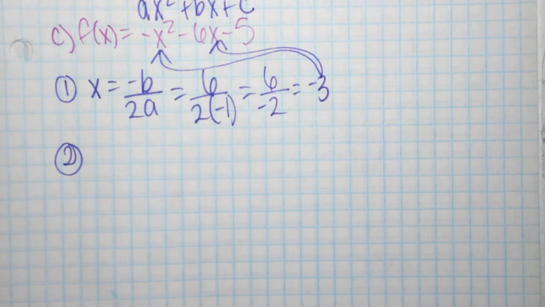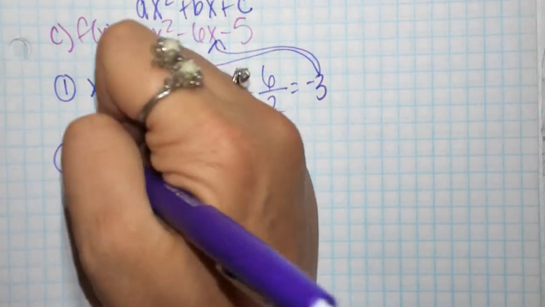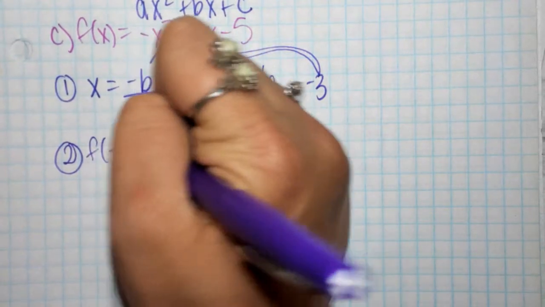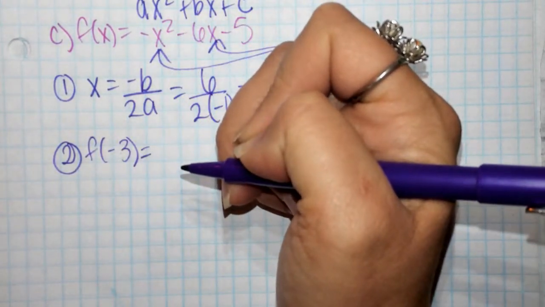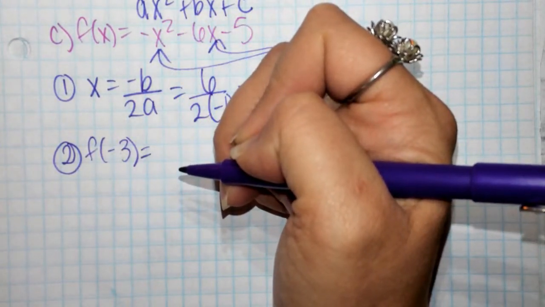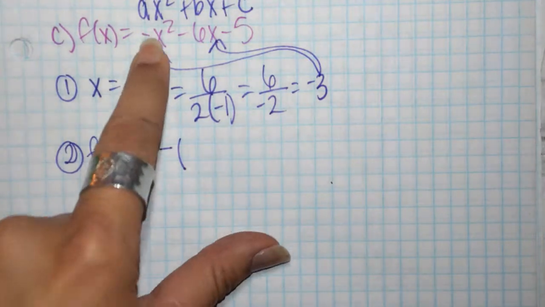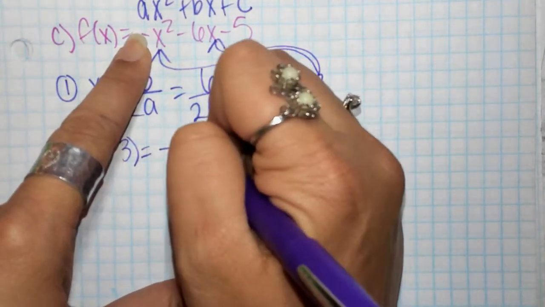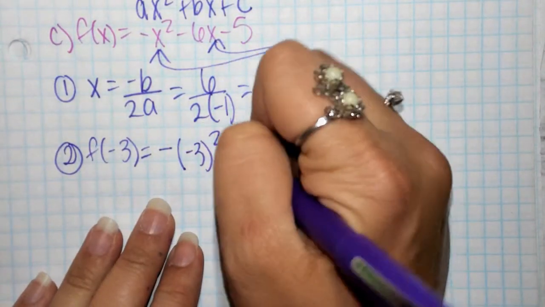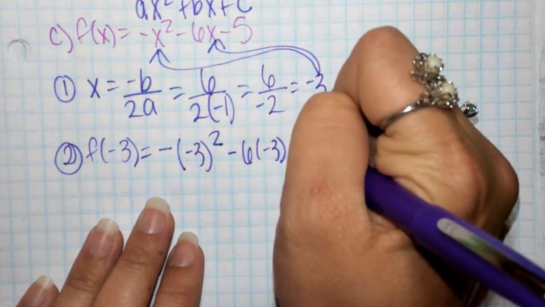Alright, so we take our negative 3 and we plug it in here. Now, we can write it as f of negative 3. Make sure you have that negative on the outside because it's a negative here. Negative 3 squared minus 6 times negative 3 minus 5.